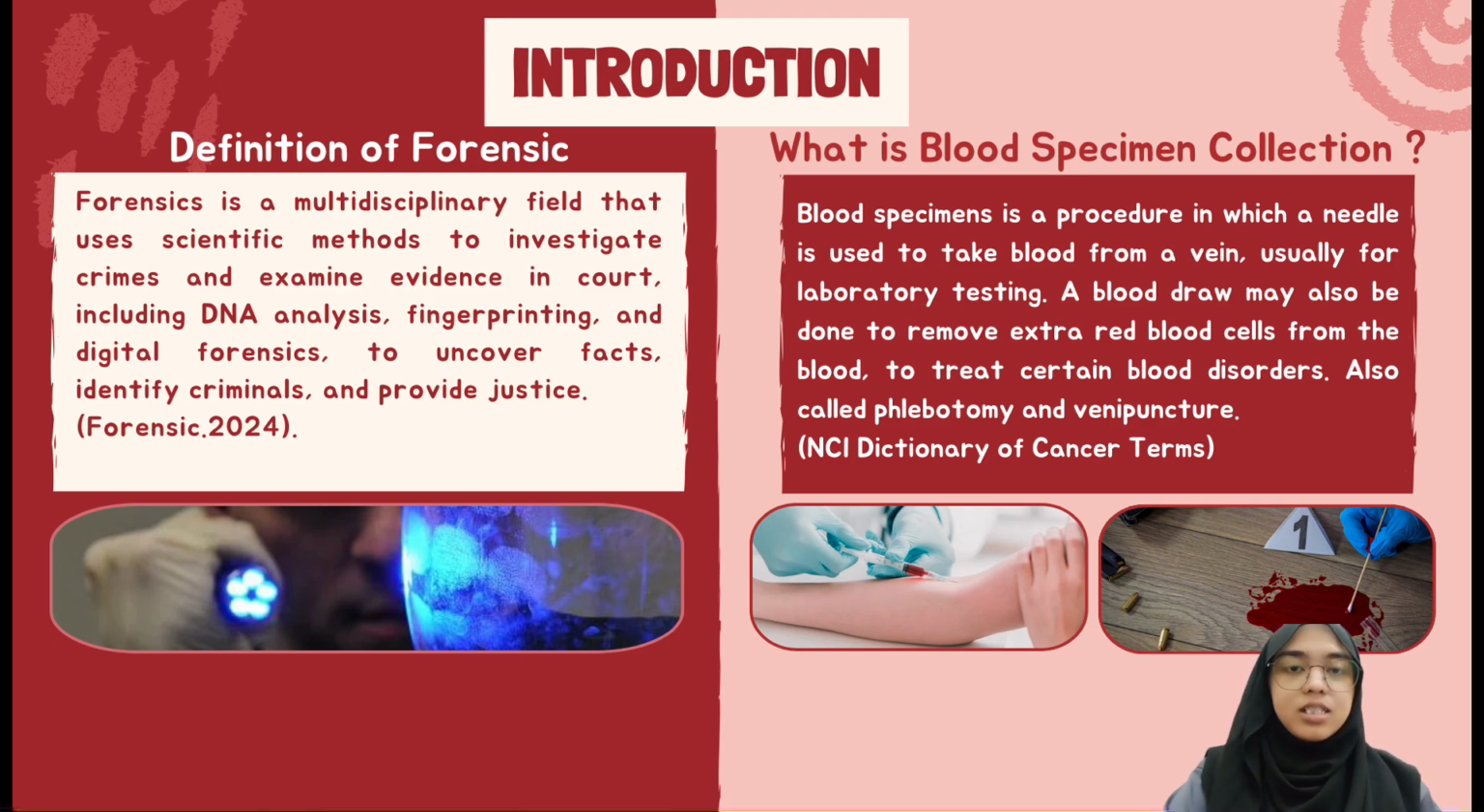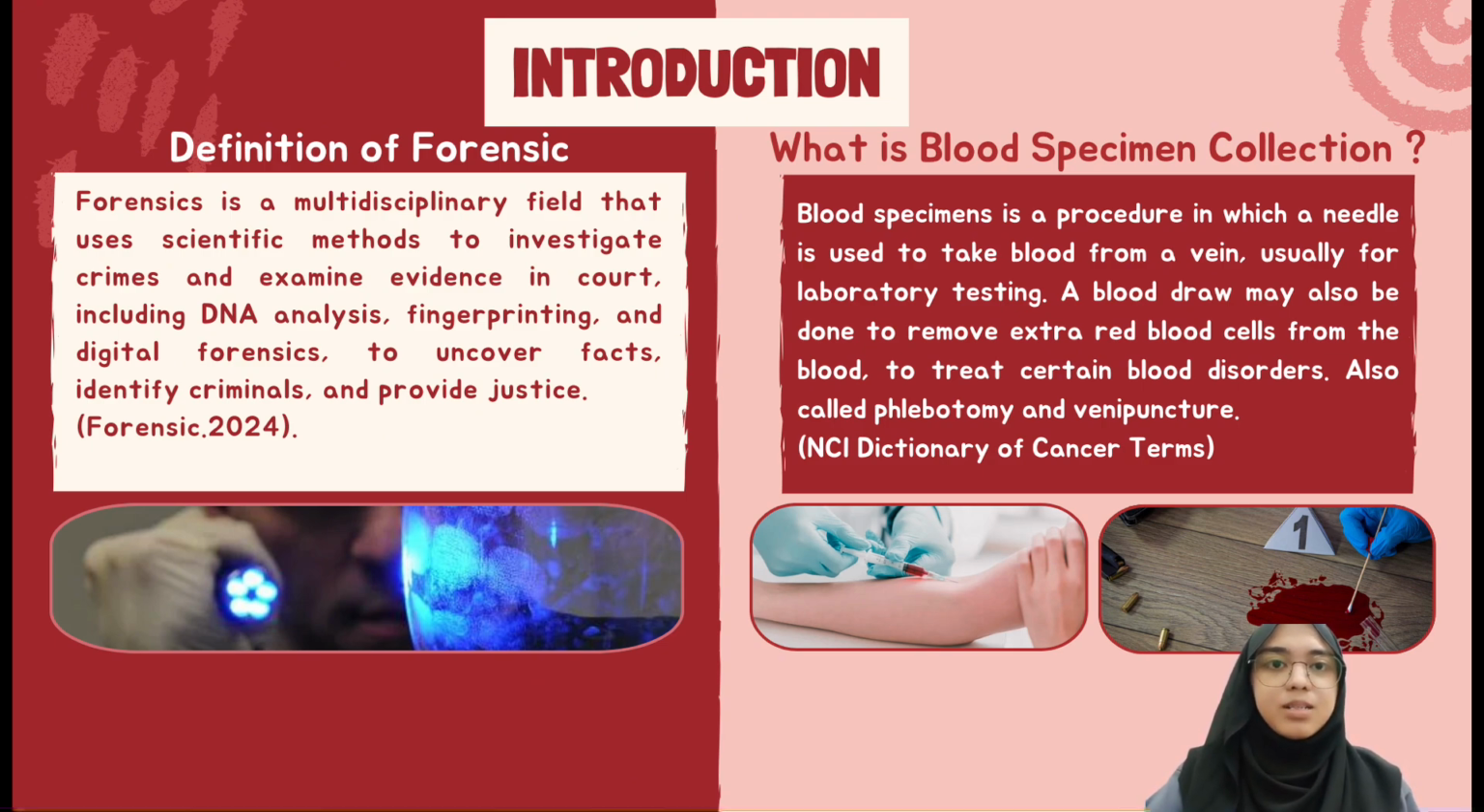In the introduction section, I'm going to talk about the definition of our topic, which is forensic in blood specimen collection. The definition of forensic is a multidisciplinary field that uses scientific methods to investigate crimes and examine evidence in courts. This includes DNA analysis, fingerprinting, and also digital forensics, to uncover the facts, identify criminals, and also provide justice. Settling the first definition, we're going to see what is blood specimen collection.